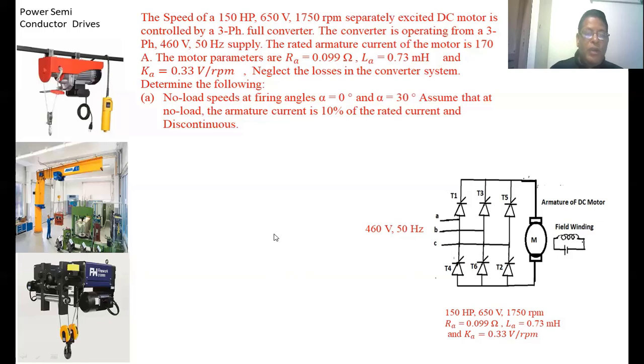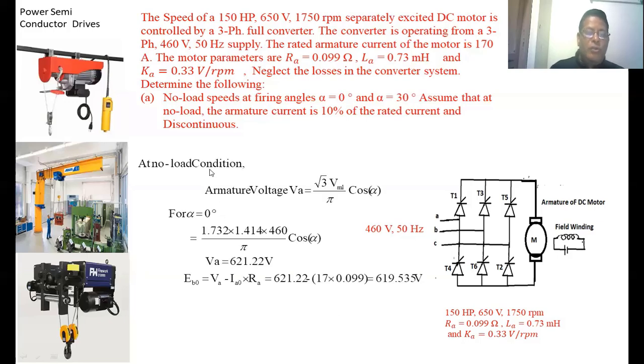At no load, we have to calculate the speed of the motor. So at no load, the armature voltage, all the voltage given by this converter, that is VA equal to root 3 VML by pi cos alpha. If you take alpha equal to 0, it gives the maximum voltage. So take alpha equal to 0 and substitute all the values. VML, the maximum line voltage: this is the RMS line voltage that we have to multiply with root 2, that gives the maximum line voltage. We are getting the armature voltage 621.22 volts.